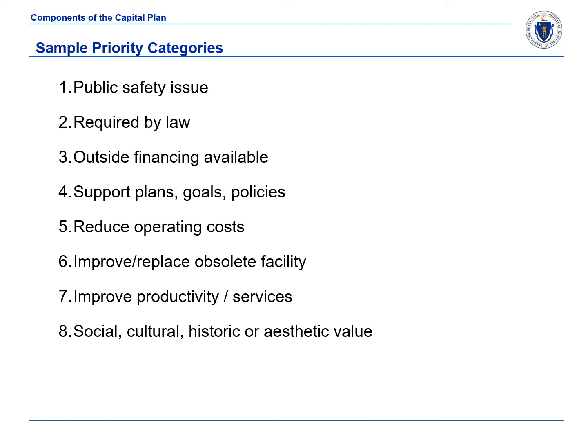The next priority in this example are projects that are required by law, which may range from issues related to accessibility, environmental regulations, or others. This priority list should be subject to a community's needs and should be developed with input from all stakeholders. It should also be part of the community's formal capital planning policies.